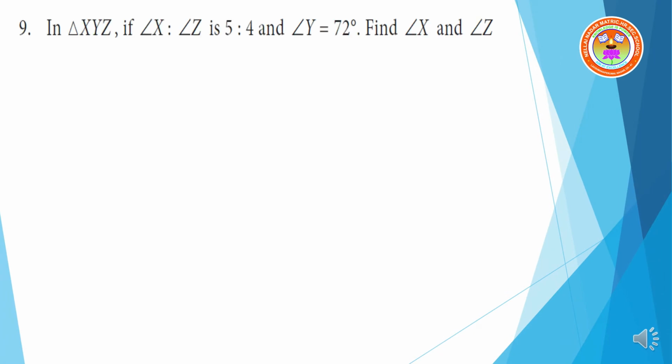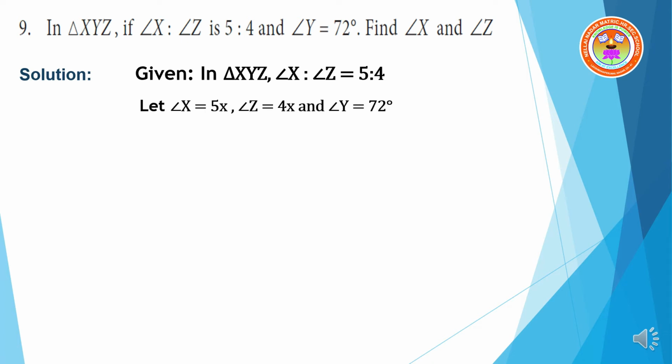Now question number 9. In triangle XYZ, if angle X is to angle Z is 5:4 and angle Y is equal to 72 degrees, find angle X and angle Z. Solution. Given in triangle XYZ, angle X is to angle Z is equal to 5:4. So since the two angles are given in the form of ratio, let me take the angle X as 5x and angle Z as 4x. And it is given that angle Y is equal to 72 degrees.